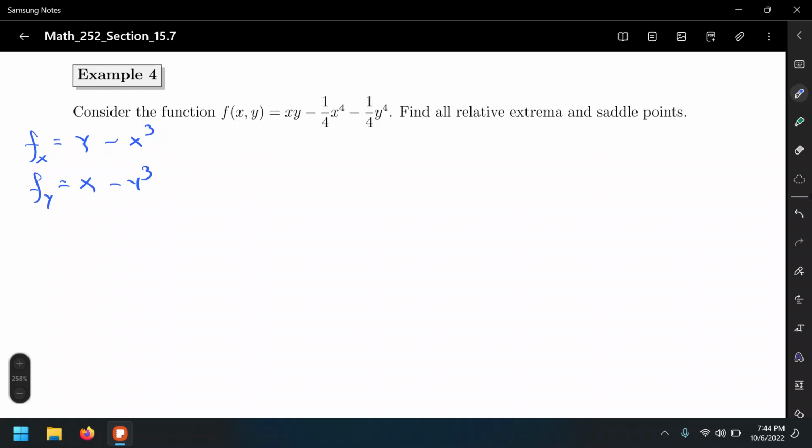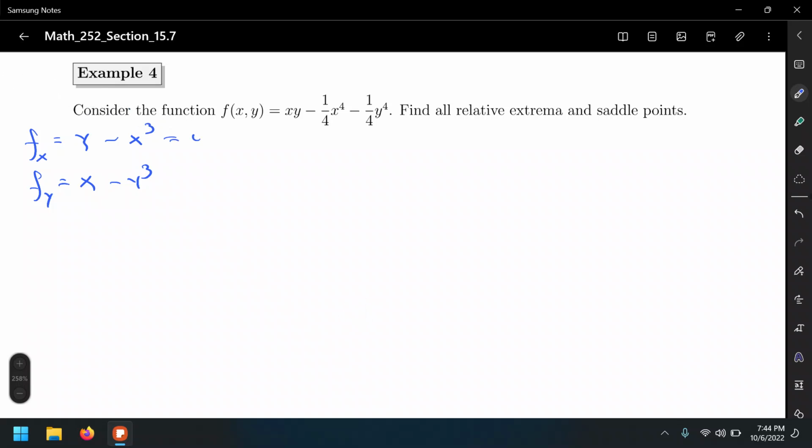And I have my notes here. All right, so let's find all the critical points before finding the second partial derivatives. Well, number one, we have to set this equal to 0. And in this case, this means y equals x cubed. And this means x equals y cubed. So we need to solve this system of non-linear equations. But for this one, we will have to do a pretty interesting substitution.